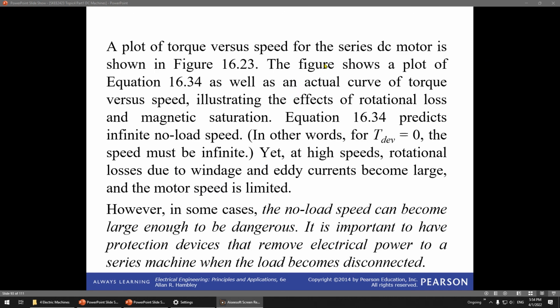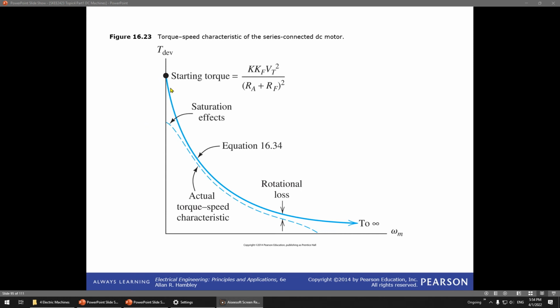The figure shows here the plot of equation 34, as well as an actual curve of the torque speed. This illustrates the effect of the rotational loss and magnetic saturation. So this one was already mentioned here. What is the effect? Magnetic saturation will reduce the starting torque. And then the rotational loss, because of the rotational loss, it will not follow too closely. It will follow closely, but not the same. So make sure you know how to draw this.